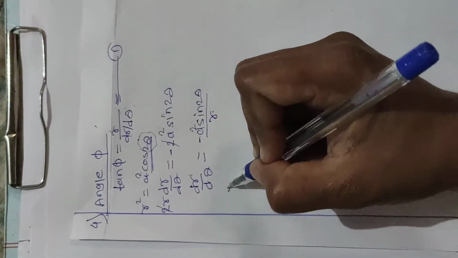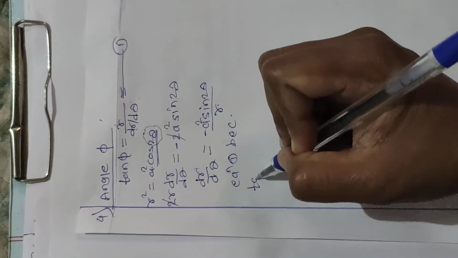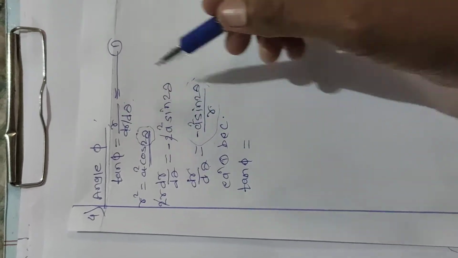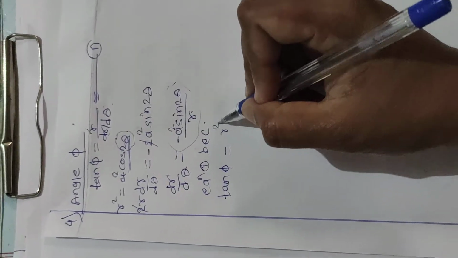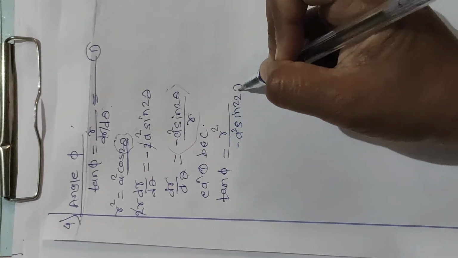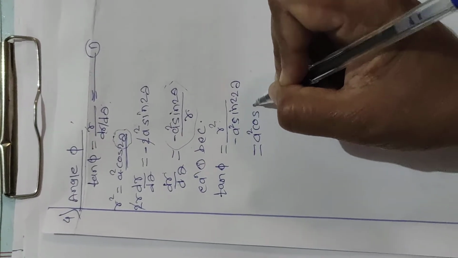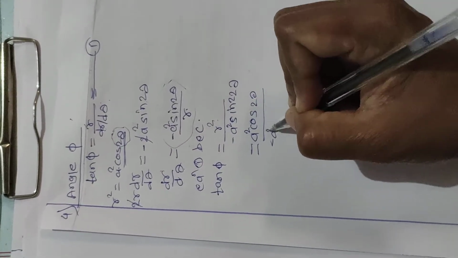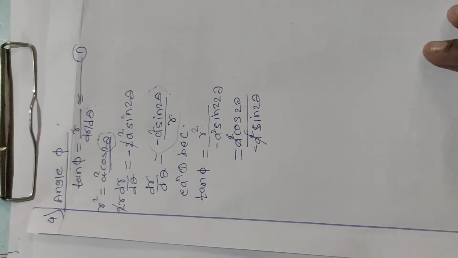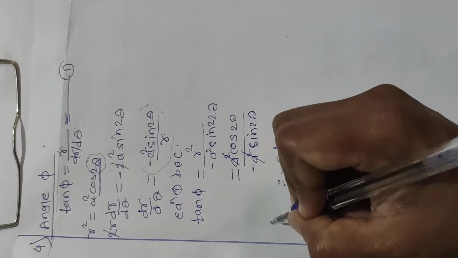Put this value in equation 1. That means equation 1 becomes tan phi equal to, see, r upon this term. So reciprocal of this term in numerator becomes r into r. So we have to write down r square upon minus a square sin 2 theta. But what is the value of r square? This is a given term. So a square cos 2 theta divided by minus a square sin 2 theta. So a square again gets cancelled. So what is cos upon sin? This becomes minus cot 2 theta, here tan phi.